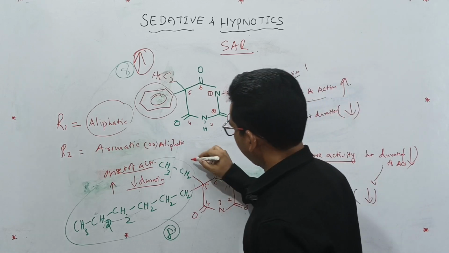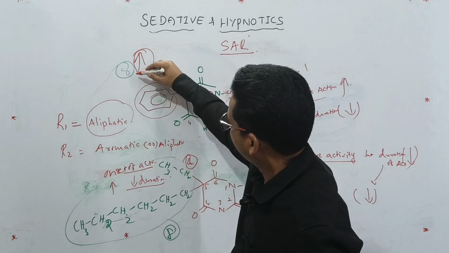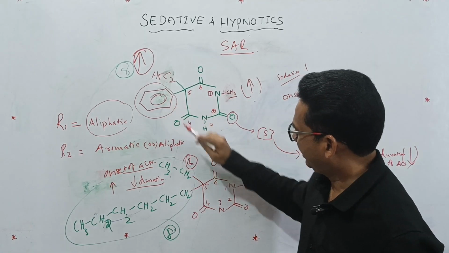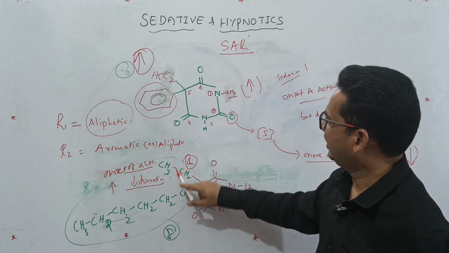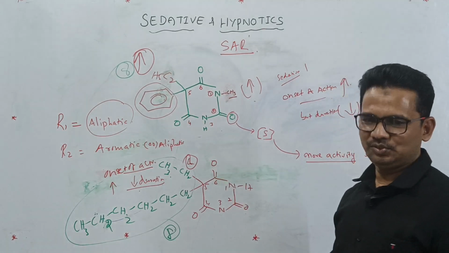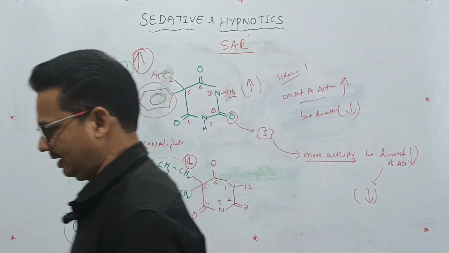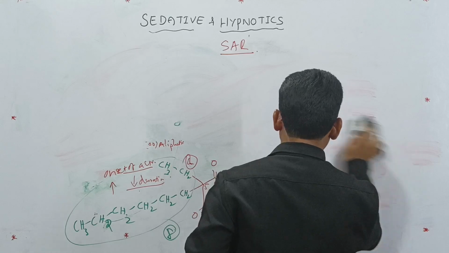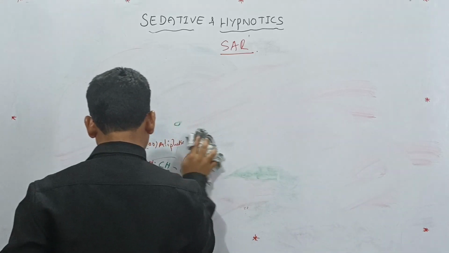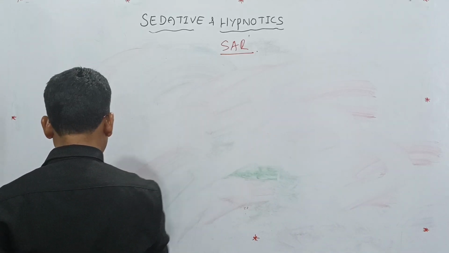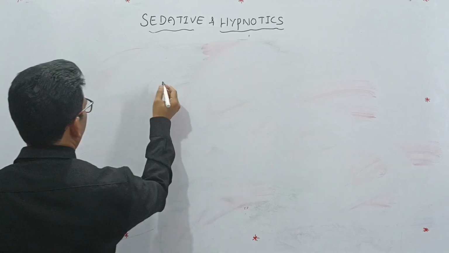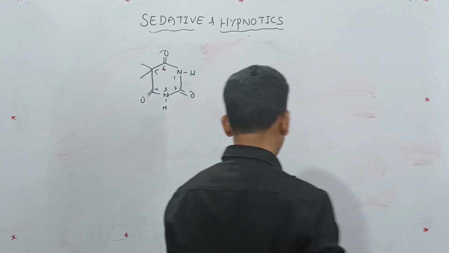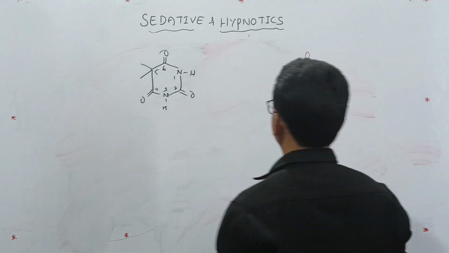See, here also the number of carbons is 8. Here also the number of carbons is 8. But the difference is what? Here an aromatic ring, here the aliphatic ring. That's why this is more active. Understand? Here it became something very zigzag, I wrote more. That's why I will clean it and write one more here.